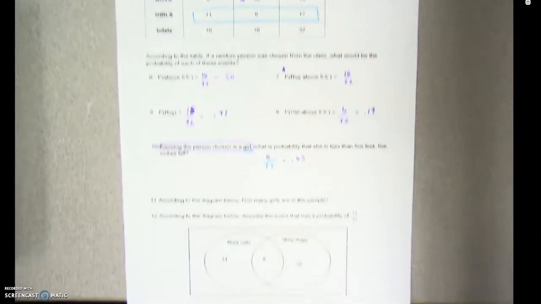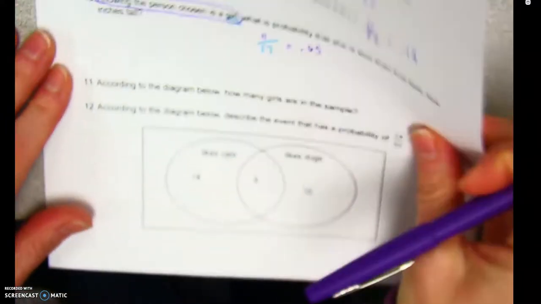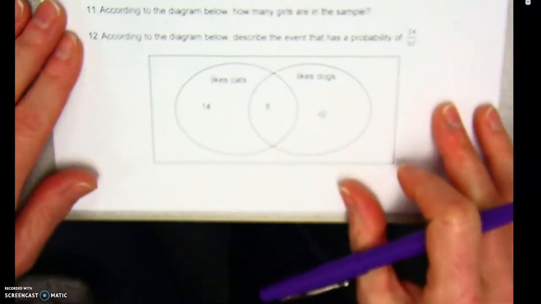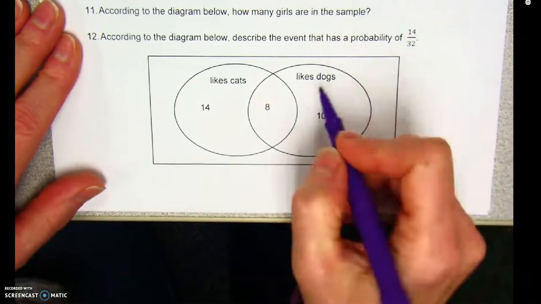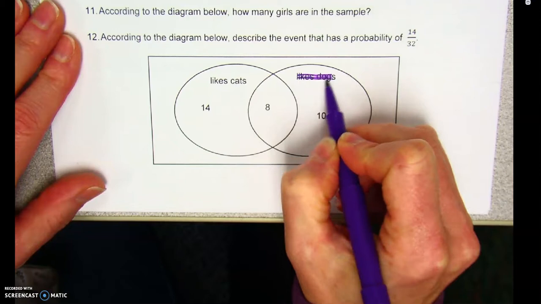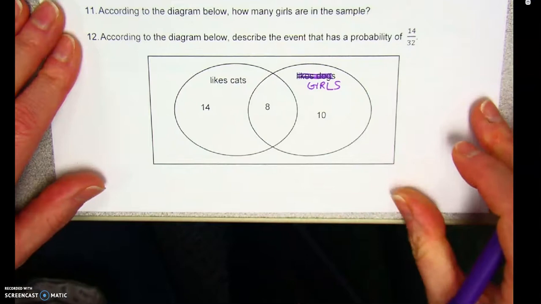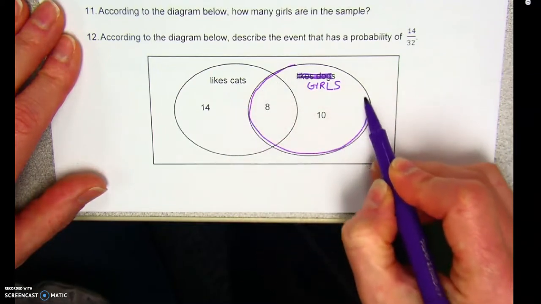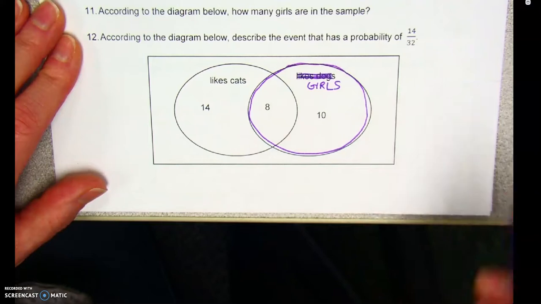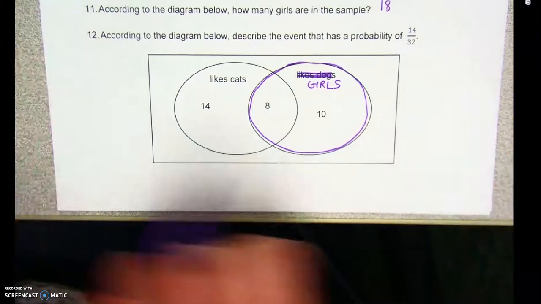Last section, according to the diagram below, how many girls are in the sample? Well, let's take a look here. This should not say dogs. This should say girls. According to the diagram below, how many girls are in the sample? Everything in this purple circle is a girl. So there are 18 girls because both the 8 and the 10 are in that section.